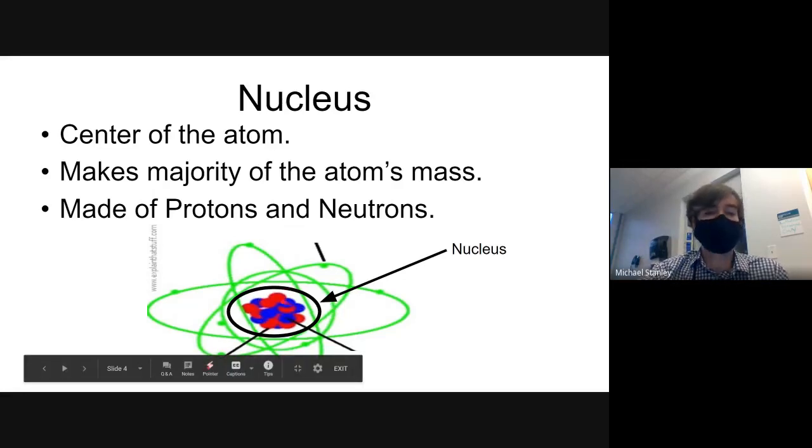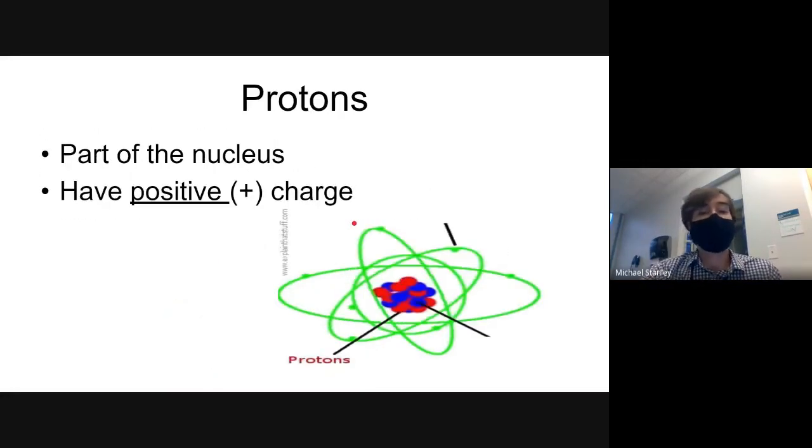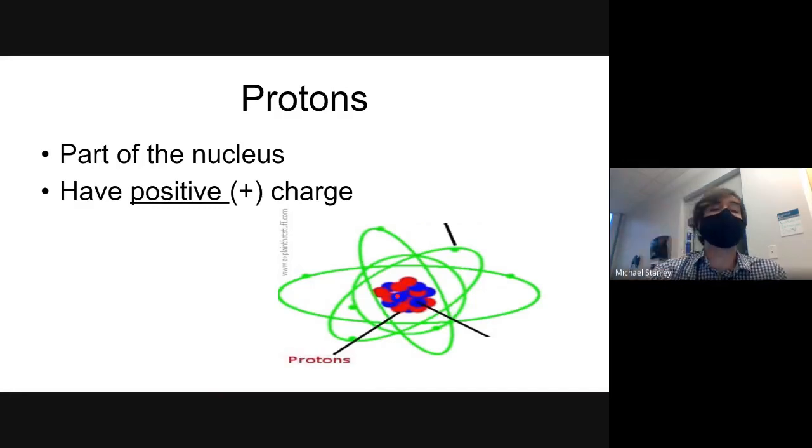So protons, neutrons together, electrons around the outside. But what are the differences between these three? What makes a proton different from a neutron, different from an electron? So like I mentioned, protons are part of the nucleus. They're kind of clumped in with the neutrons in this middle section. And the important thing to know about protons to start off with is that protons have a positive electric charge.